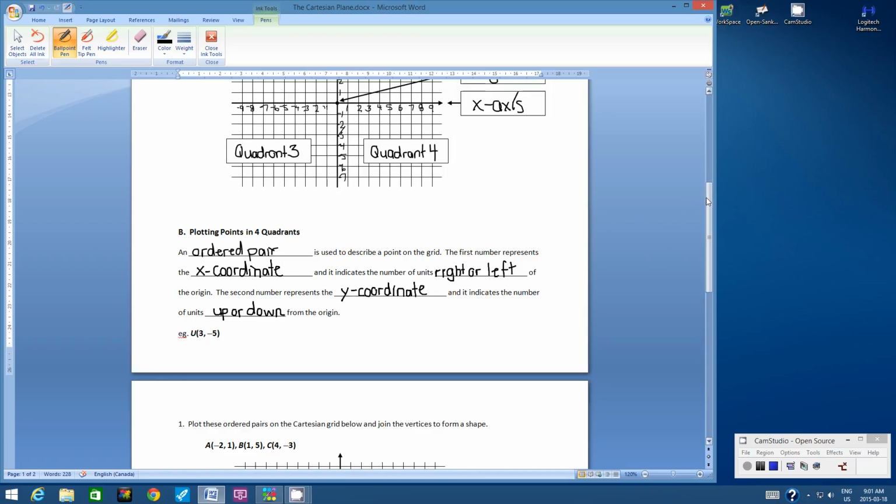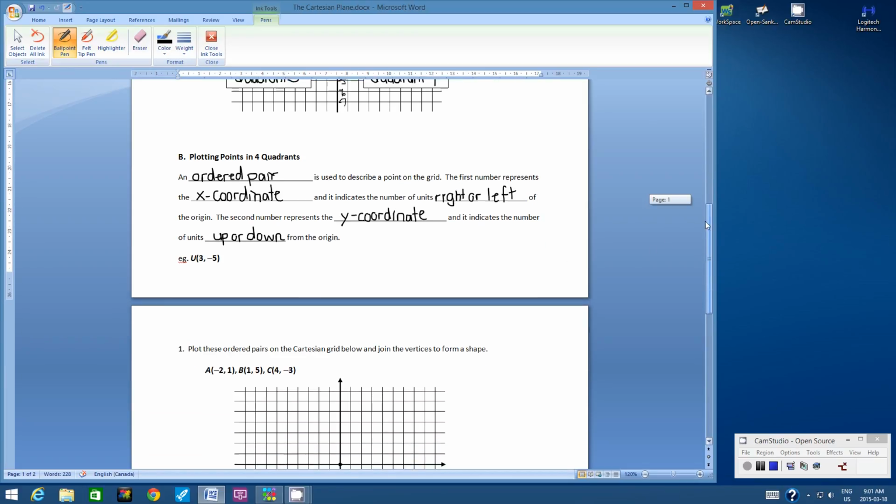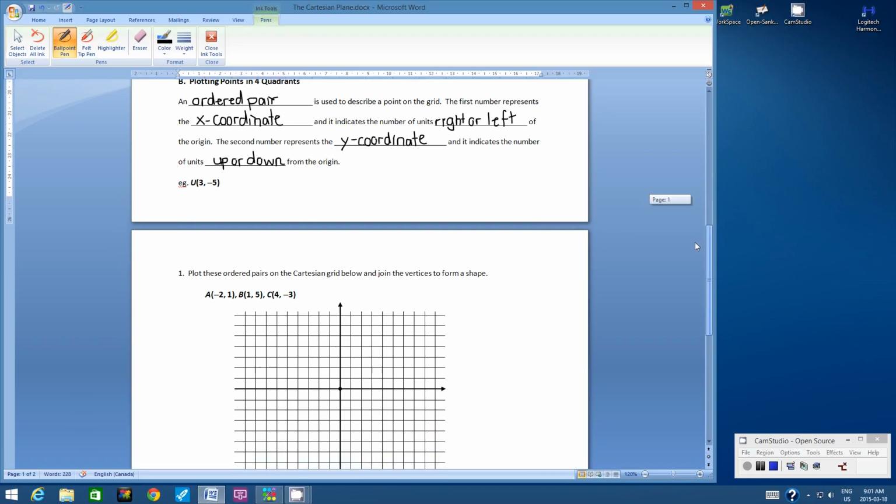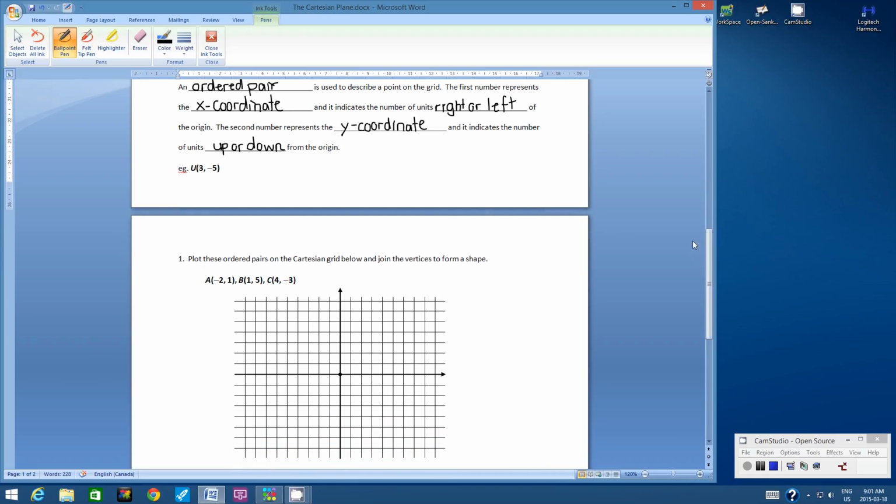So let's look at some examples of questions that I'm going to ask you. Number 1, plot these ordered pairs on the Cartesian grid below and then join the vertices to form a shape. The first thing I want you to do is number the x and y axis. I want you to press pause. I'm going to press pause as well, and I'm going to fill it in. And when you're done, press play again.